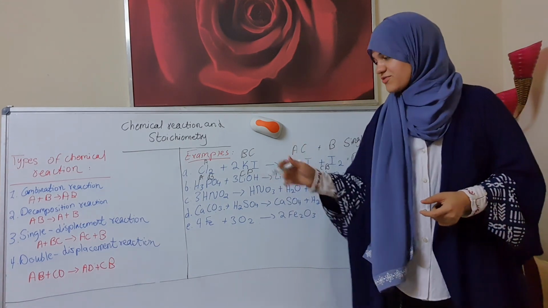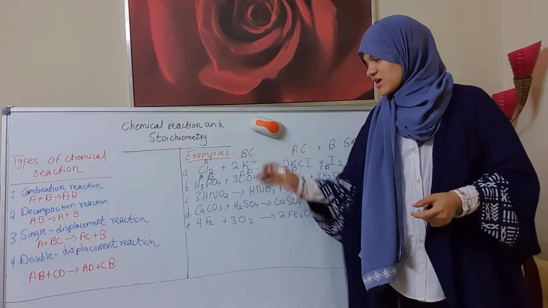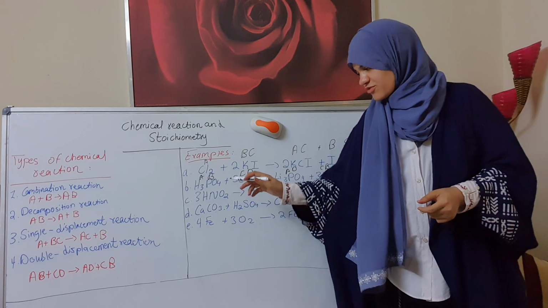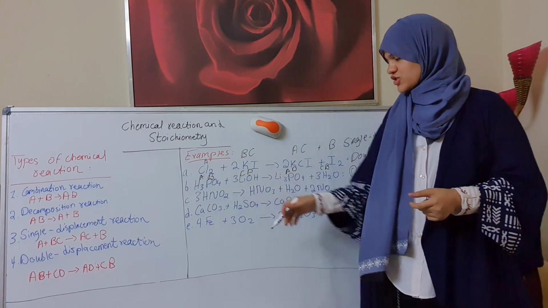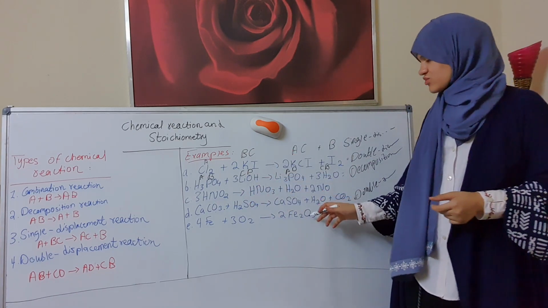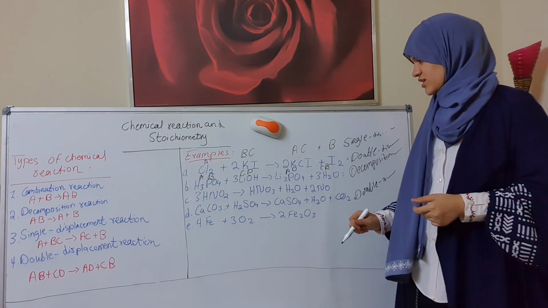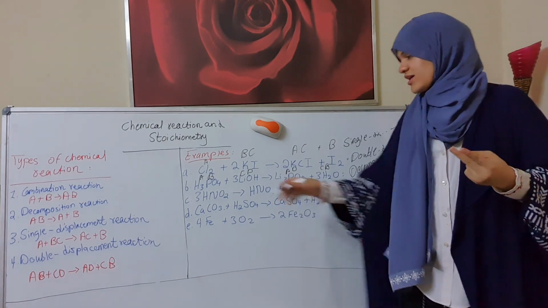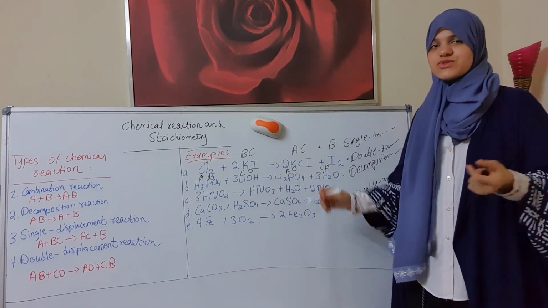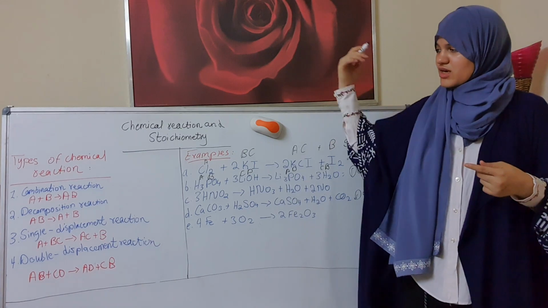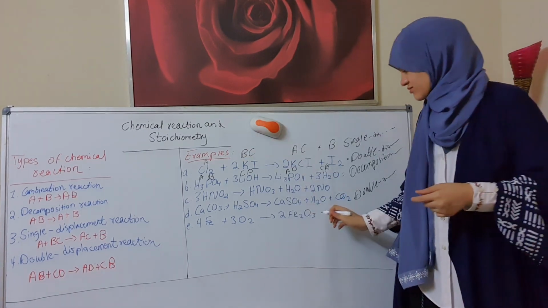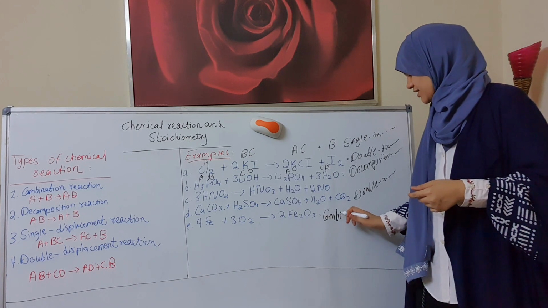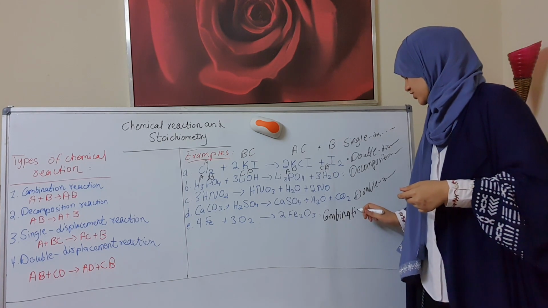Now the fifth question says 4 Fe plus 3 O2 will give us 2Fe2O3. So that means what? Two elements, A plus B, will give us AB. So this reaction is a combination reaction.